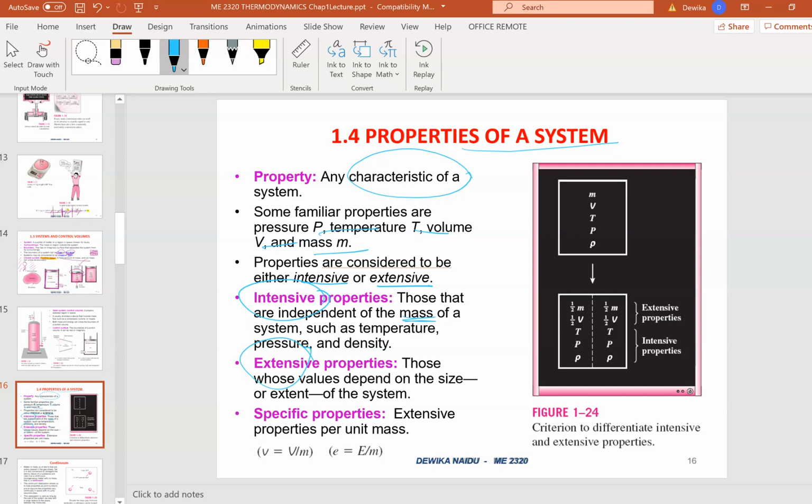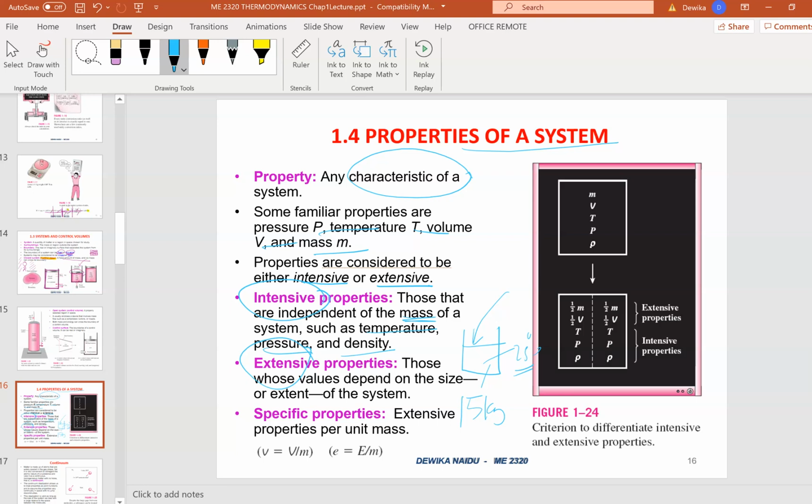Let's say you have water from the tap, and the water's temperature is 25 degrees. If the pail can take up 5 kilograms, the temperature is still 25 degrees C. If the pail can take up 15 kilograms, the temperature is still 25 degrees C. So this is an intensive property. It doesn't depend on the mass. Examples are temperature, pressure, and density.